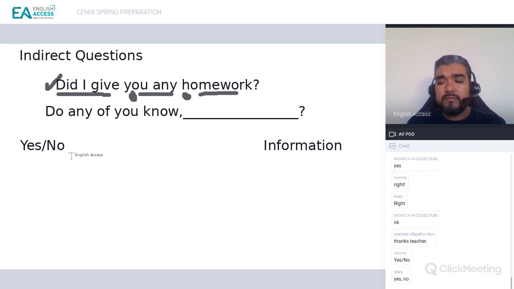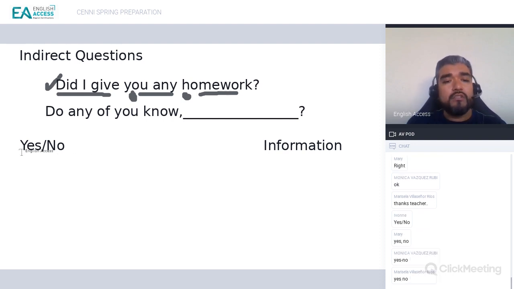Yes, no questions, right? Is it a yes, no question? Because the answer is only yes or no, right? It starts with an auxiliary. Information questions start with a WH question, a question word. What, where, when, how, why, right?